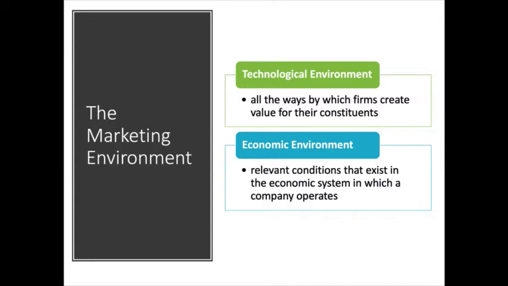Finally, the economic environment, the relevant conditions that exist in the economic system in which a company operates. Well, as we think about the changing economic landscape, how does that impact our potential buyers? Are they more interested in spending disposable discretionary income? Or are they more interested in saving because of an economic downturn? These are the kinds of preferences that we need to accommodate in our messaging. We need to consider these things as we think about how marketing works today and tomorrow.